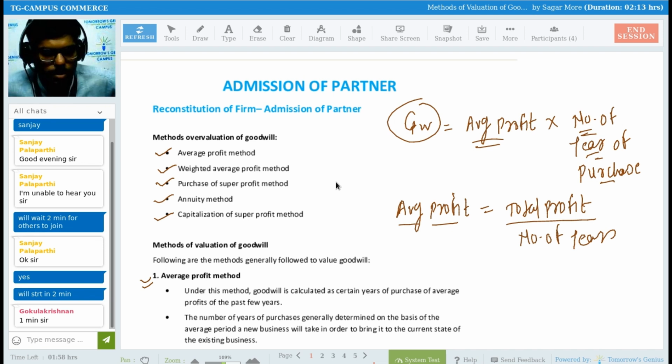There are some adjustments also that I need to make. So when you are calculating average profit, you have to understand we have to calculate average adjusted profit. Which profit we have to calculate? Average adjusted profit. So what is the meaning of adjusted profit?